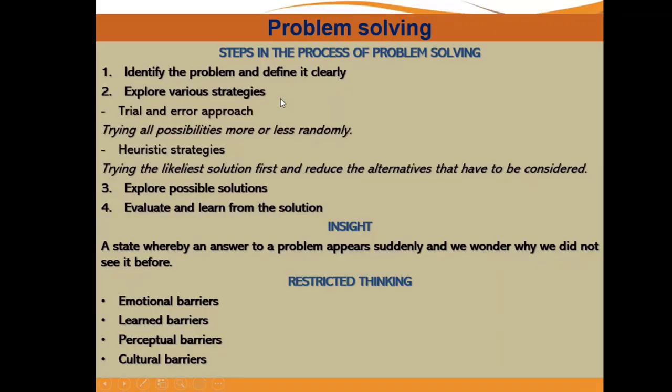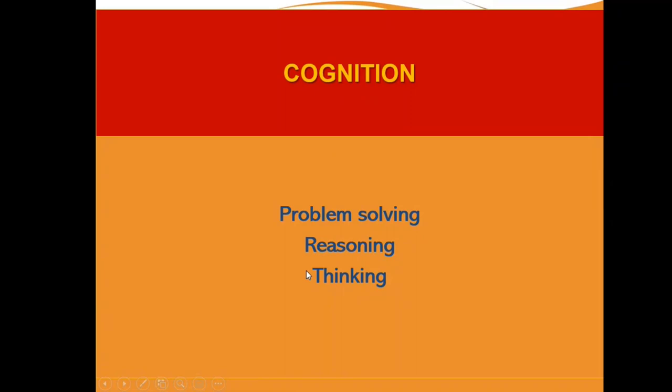Cognition. Cognition is divided into three chapters. Chapter number one, problem solving, reasoning, and thinking. Problem solving, reasoning, as well as thinking. Now we are discussing what? The first one, that is problem solving. But before we continue, we need to be able to define the term cognition. Like I've said, cognition is the process of thinking and reasoning.